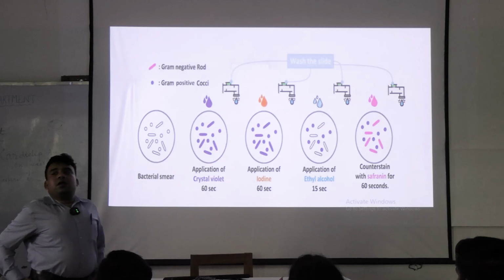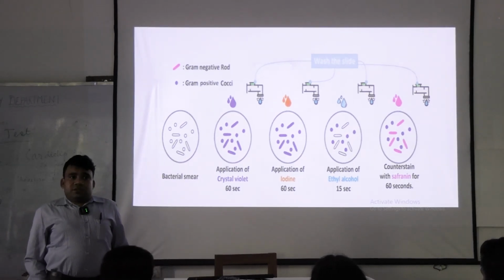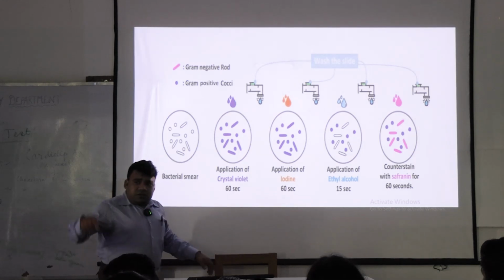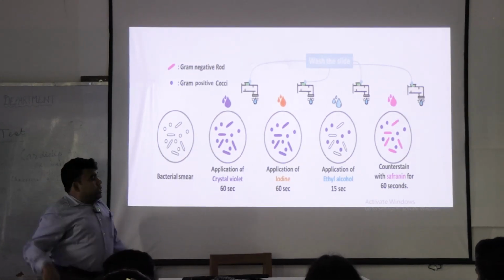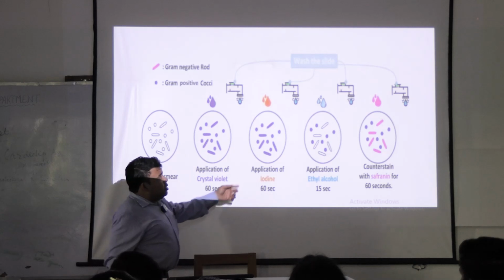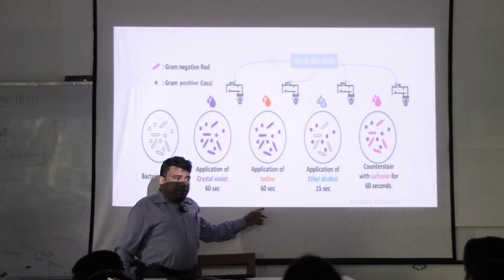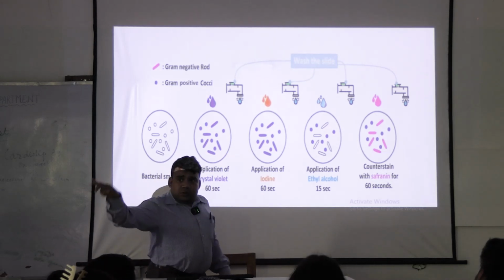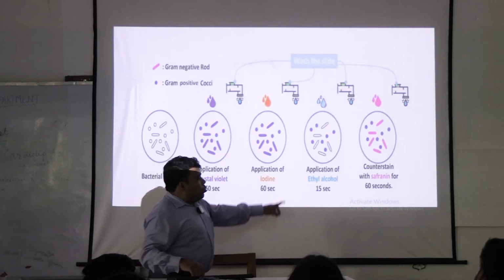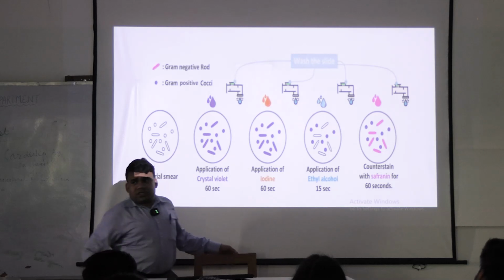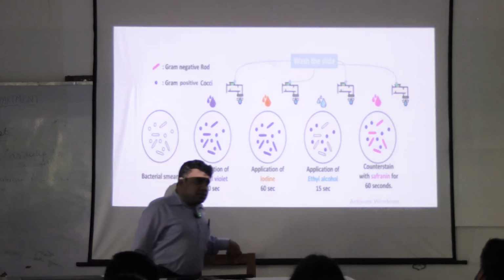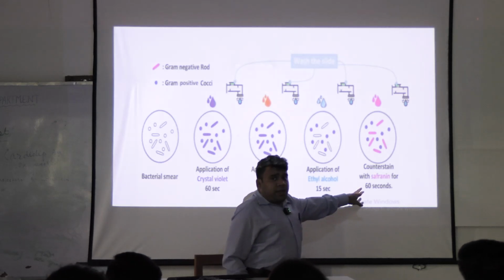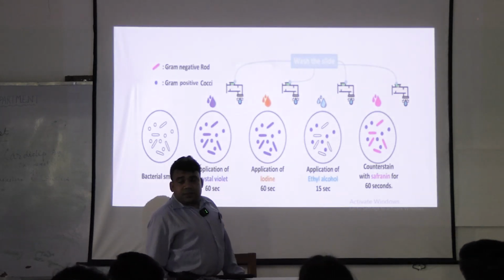After that, you need to do the staining. For staining, first you have to apply crystal violet, flood the smear area with crystal violet, keep it for about 60 seconds. Then you need to add gram iodine, keep it for 60 seconds. Then drain off the excess stain. Then apply ethyl alcohol or acetone for 15 to 30 seconds, and then wash and apply safranin for about 30 seconds.